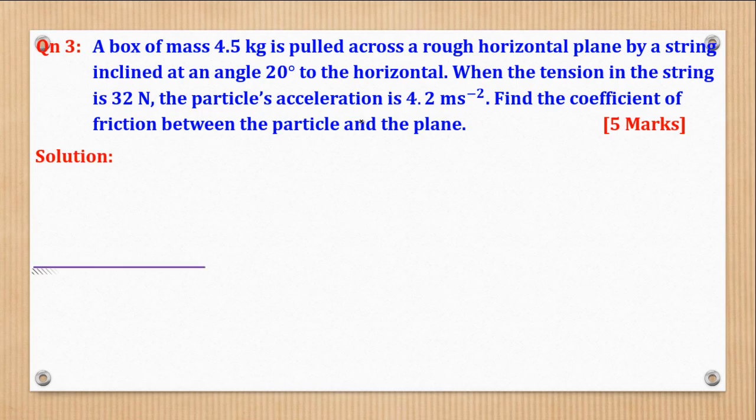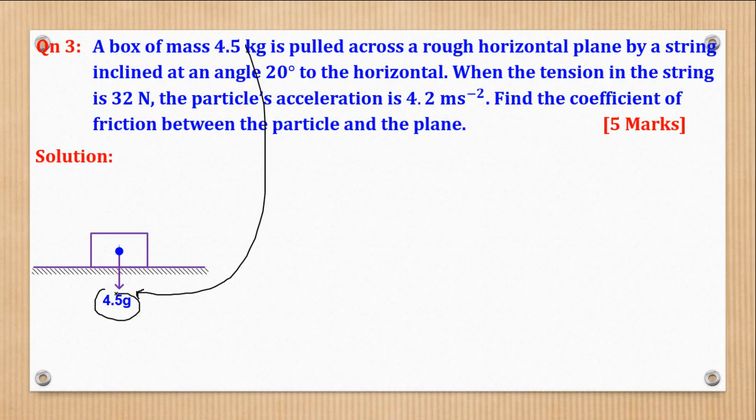So we shall come here and make a sketch of our horizontal plane with the body, then put the forces in. Begin with the weight. The mass is 4.5 kilograms, so the weight becomes 4.5g, where g is acceleration due to gravity. Because there is this weight, there will be a normal reaction R. Then they told us there is the tension, inclined at an angle of 20 degrees to the horizontal.